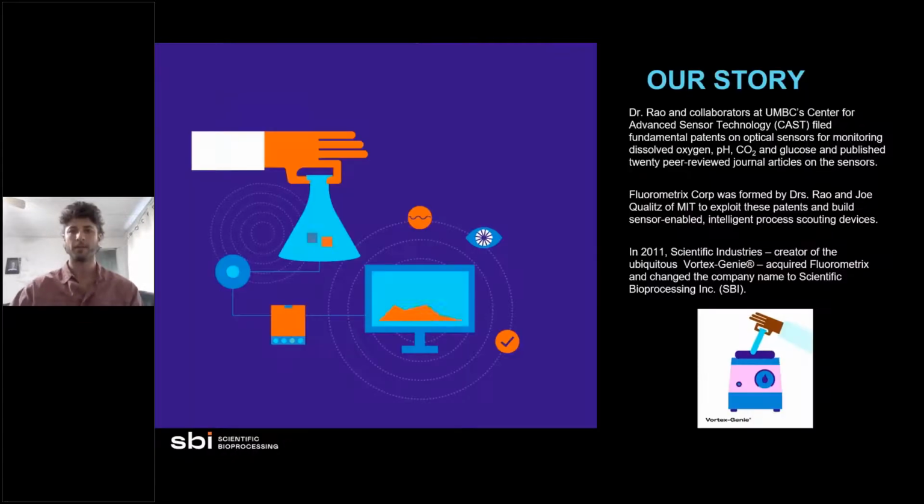First, I'll get started with a little bit about our company and where we come from. Scientific Bioprocessing is a bit of a startup, but we come from a much older, well-established company called Scientific Industries, and they invented the Vortex-Genie. You can see that little graphic of it down there. It's a little blue box that shakes your tubes and mixes things for you. I'm sure a lot of you are familiar with that.